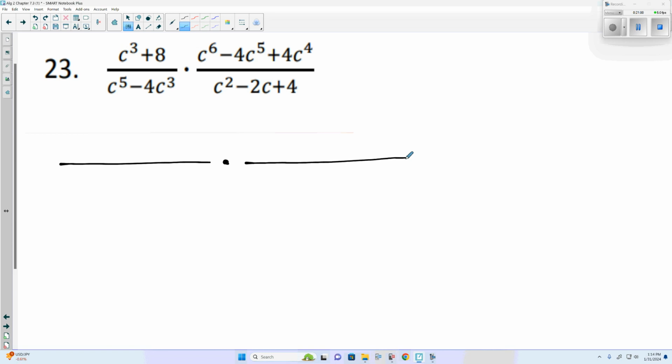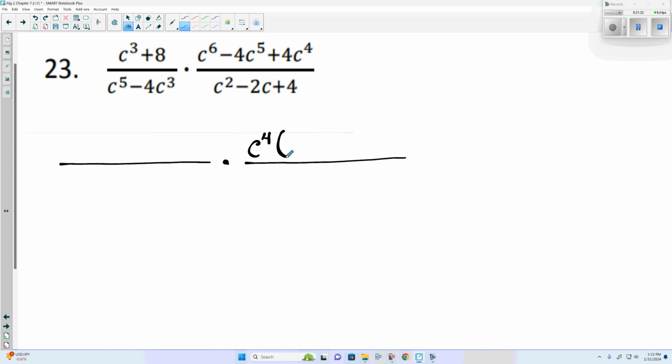Now we can look at our c to the 6th minus 4c to the 5th plus 4c to the 4th. Is there a greatest common factor between these three terms? C to the 4th. C to the 6th minus 4c to the 5th plus 4c to the 4th.